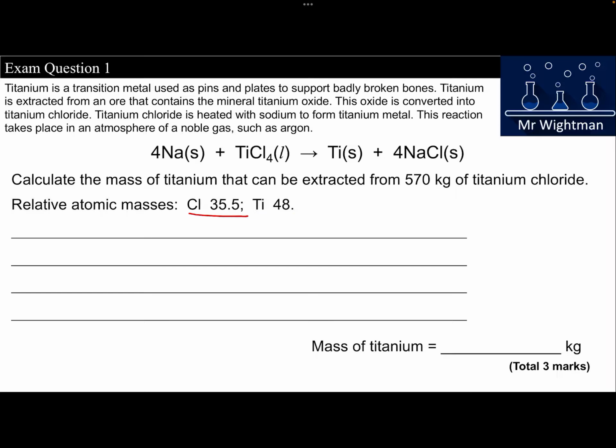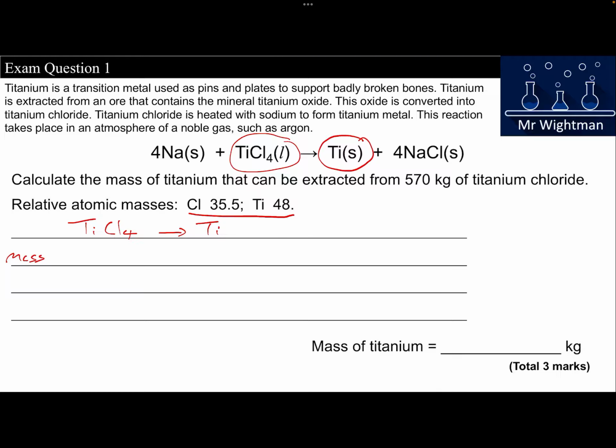Sometimes they like to present the information that you need in the question, which is quite handy. So we need to work out what it is we actually need to do. So he's asked us to work out the mass of titanium. Titanium is this. That can be extracted from a mass of titanium chloride, which is this. So these are the only ones we need to focus on. The ratio is 1 to 1. So feel free to just copy this down if you want to do the table method, if it helps. So 1 lot of titanium chloride per making 1 lot of titanium.